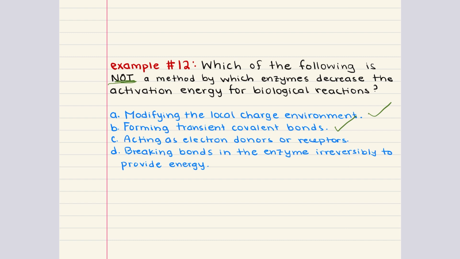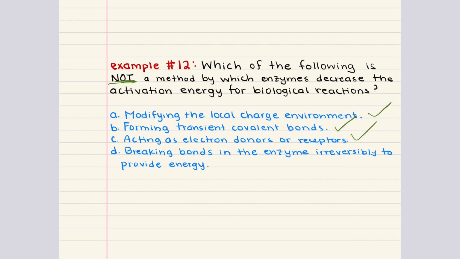C says acting as electron donors or receptors. That's another common strategy. Enzymes often act as acids or bases, donating or accepting protons or electrons to move the reaction along. Choice D says breaking bonds in the enzyme irreversibly to provide energy.